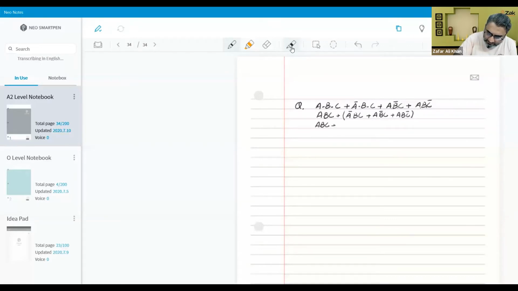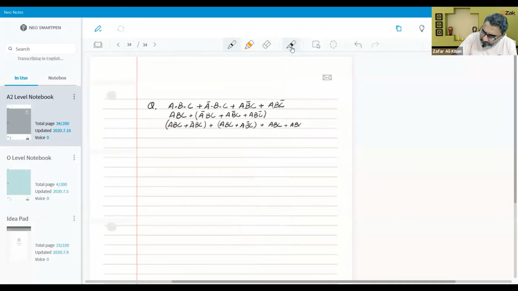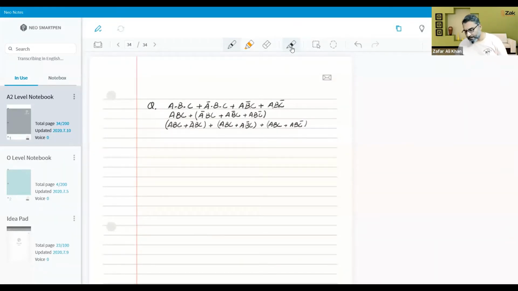plus A naught B and C plus ABC plus A B naught C plus ABC plus AB C naught. ठीक है, you have to be clever enough to find a way out. Once you solve few questions, you will be starting solving them easily.